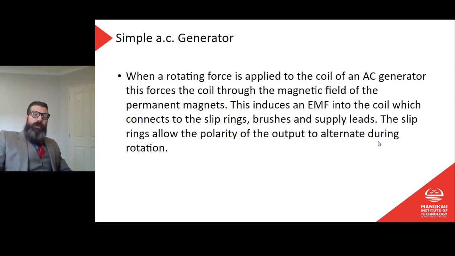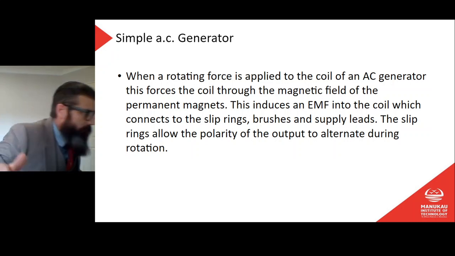So when a rotating force is applied to the coil of an AC generator, this forces the coil through a magnetic field of the permanent magnets. This induces an EMF into the coil, which connects to the slip rings, brushes, and supply leads. The slip rings allow the polarity of the output to alternate during the rotation. Exactly as we just said.